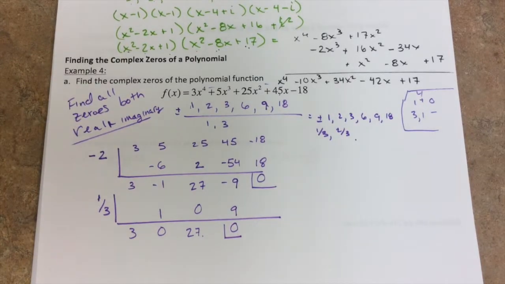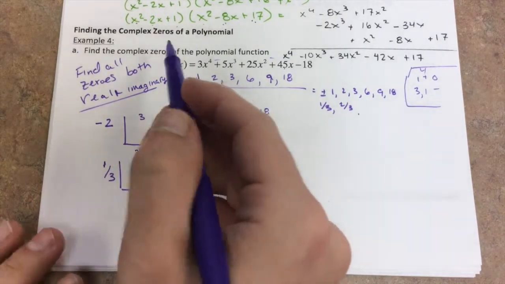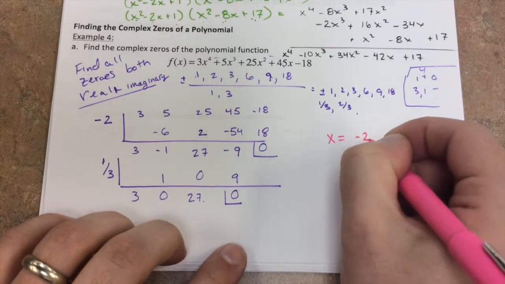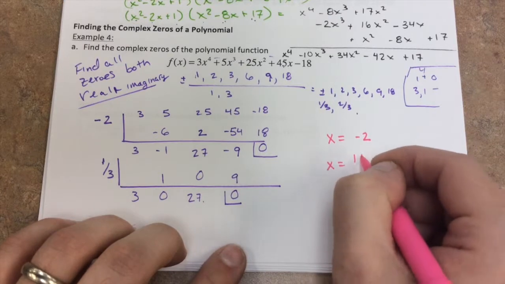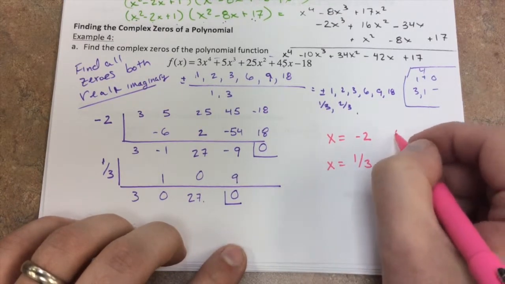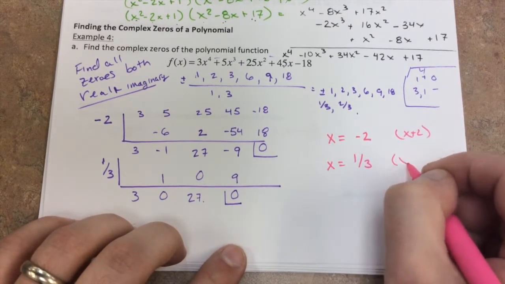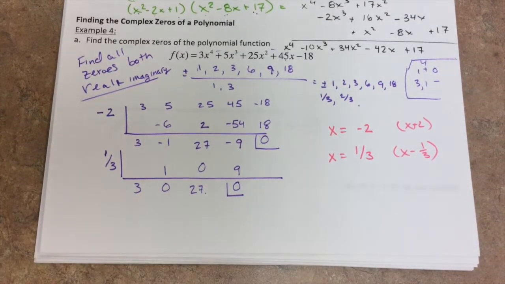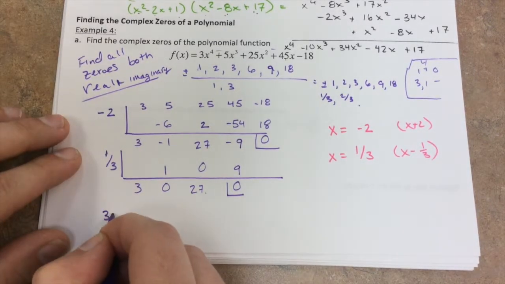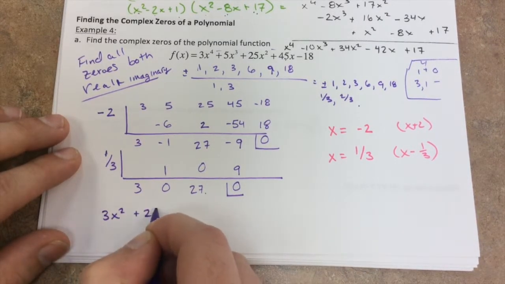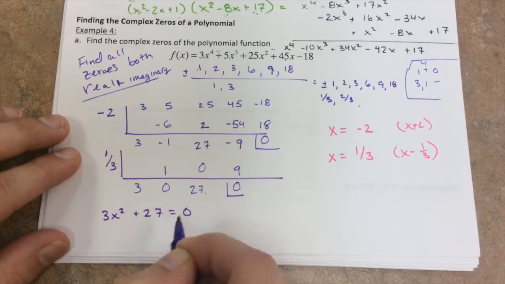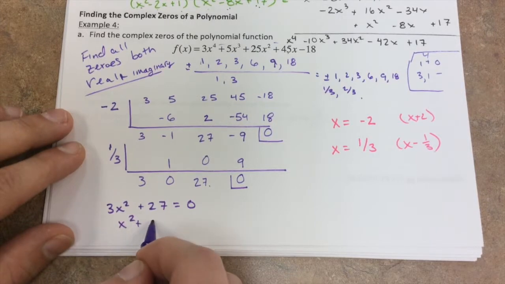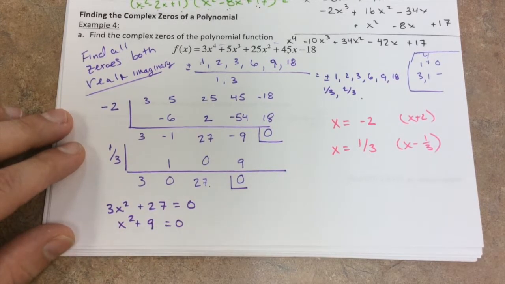All right, and as we said before, it's asking us to find the complex zeros. So far, x equals negative 2 works, x equals 1/3 works, and the factors of that are x plus 2, and x minus 1/3. So then this is now 3x squared plus 27, and we're setting that equal to 0. So we can divide everything through by 3. We're left with x squared plus 9 equals 0.